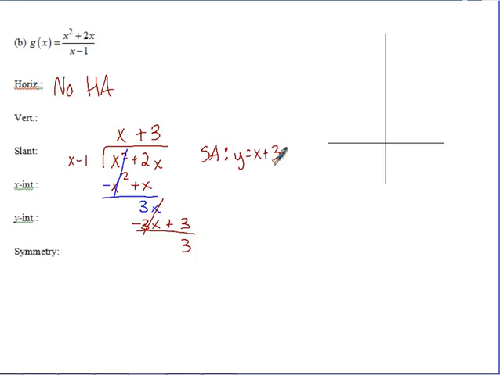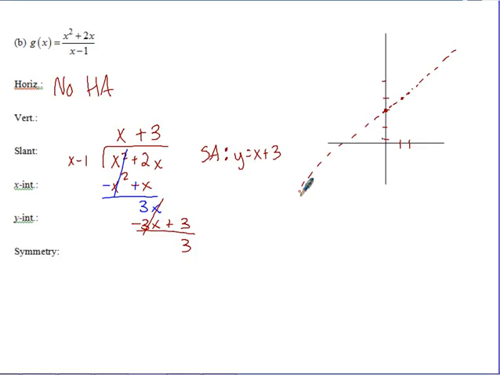3. So 1, 2, 3. I touch here and it's going up 1 over 1, but it is a slant asymptote like this. Okay, so there's my slant asymptote. Is everybody good with that?